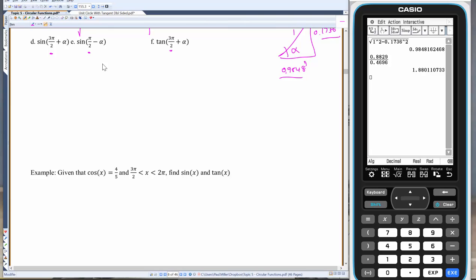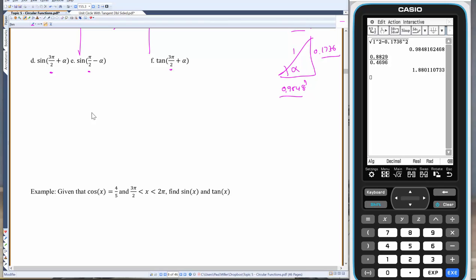Okay, so let's go with this. I'm going to pause the video at this point to fill out the unit circle on the other page, and then I'll do these questions.